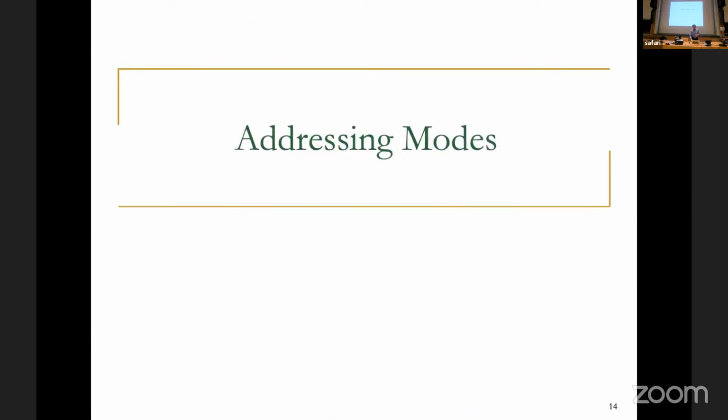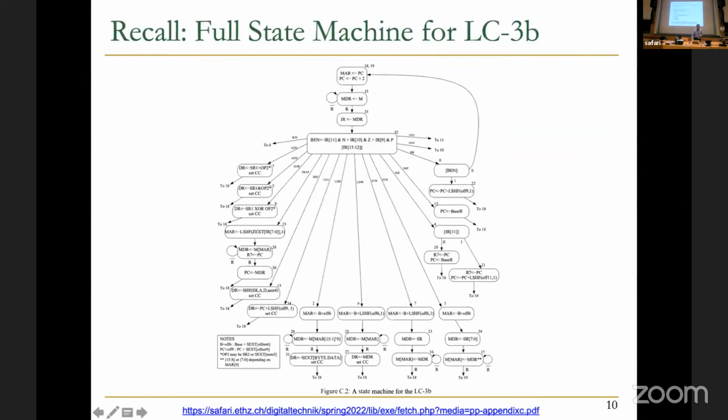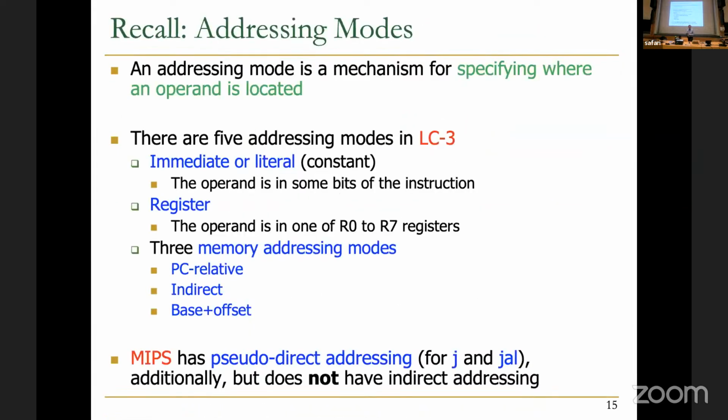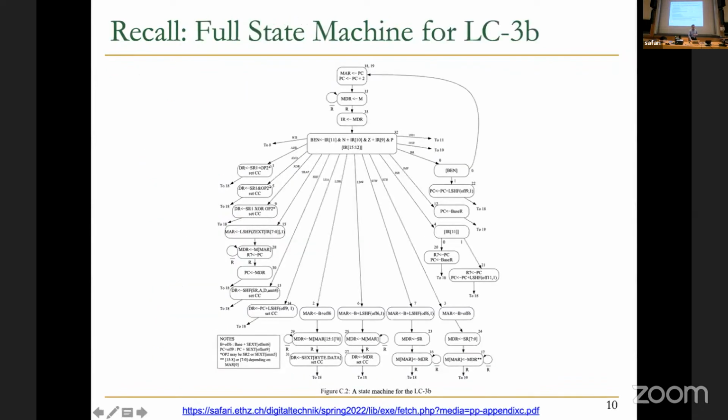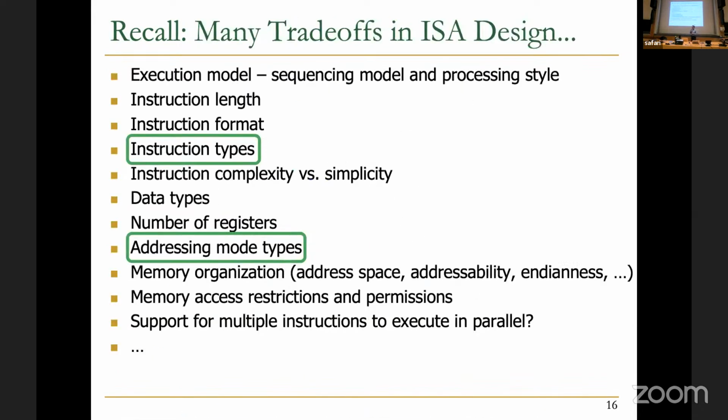Okay. Addressing modes, we're going to talk more about this today. This is how you actually calculate the address to figure out where your operands are. And this is one slide that we covered last time. Basically, it specifies where the operand is located and how you find that operand. We're going to look at this more today. And we also discussed many trade-offs in ISA design. We're going to also get back to this a little bit more today in lecture 9A.